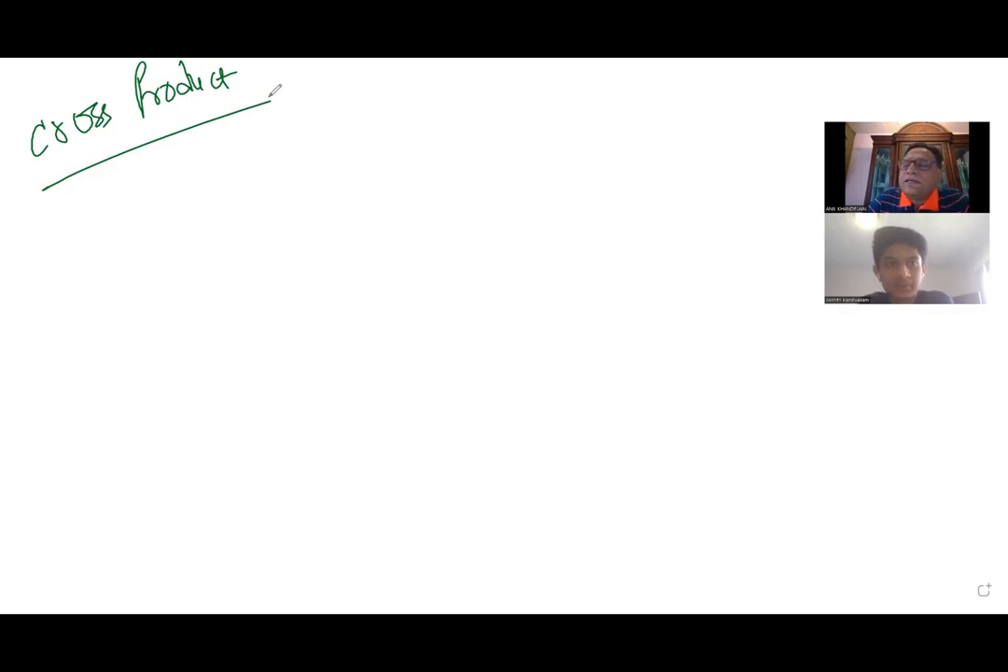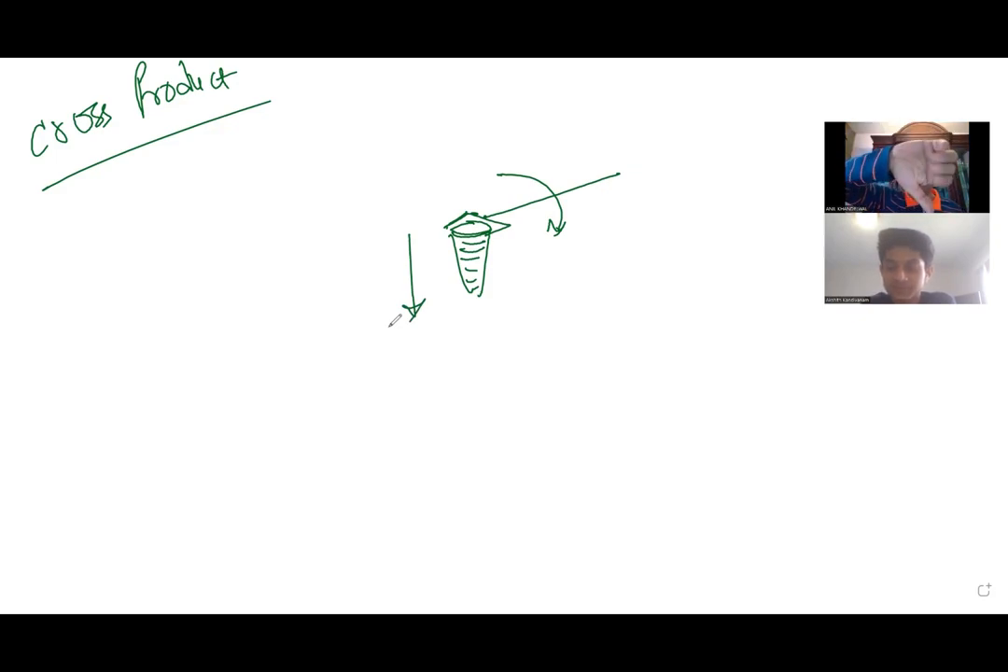So the cross product example is that, let us say we have a screw, and you have a wrench here, and you move the wrench clockwise. In that case, what happens to the screw? It'll start going down, right? It goes down. So it has a direction. What you notice here is that the force which is being applied and moving it clockwise pushes the screw downwards. So that result has a direction.